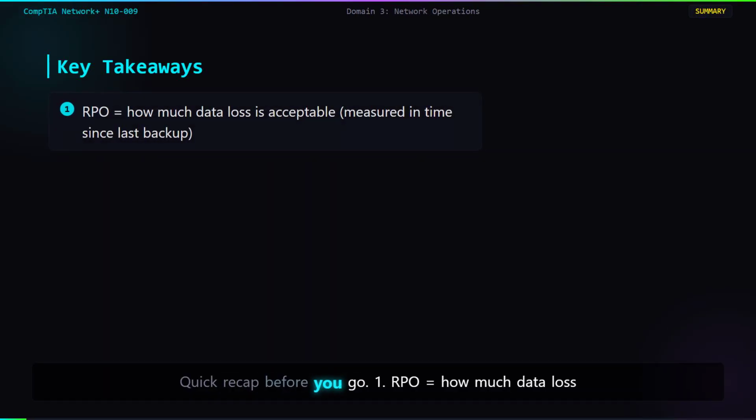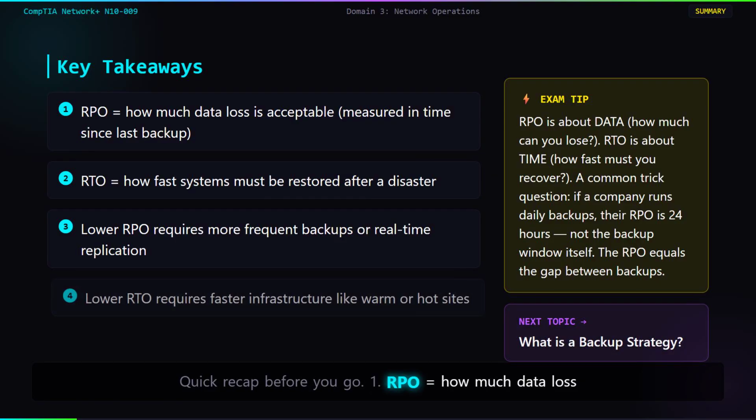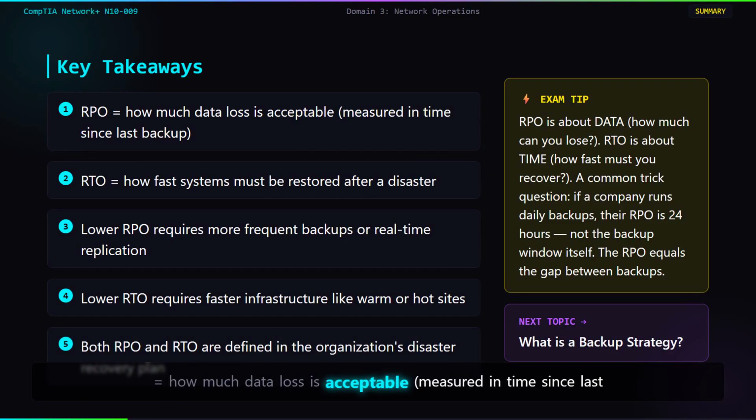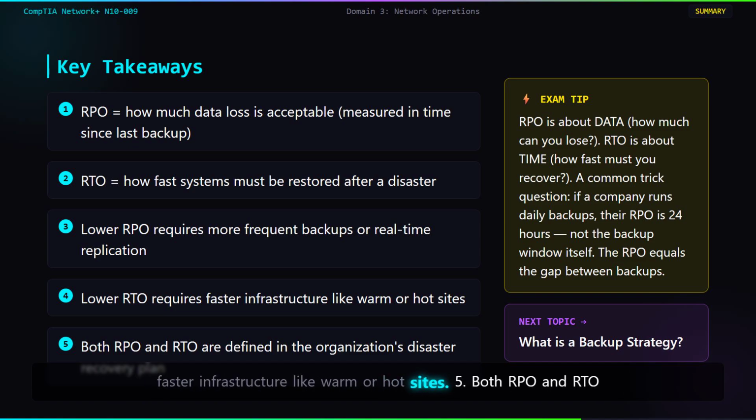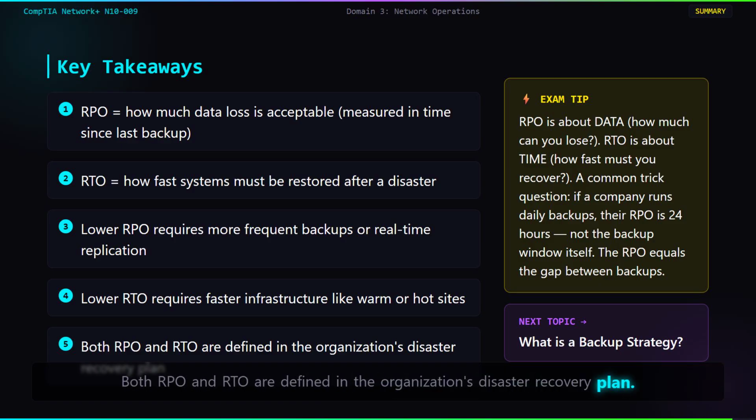Quick recap before you go. 1. RPO =, how much data loss is acceptable, measured in time since last backup. 2. RTO =, how fast systems must be restored after a disaster. 3. Lower RPO requires more frequent backups or real-time replication. 4. Lower RTO requires faster infrastructure like warm or hot sites. 5. Both RPO and RTO are defined in the organization's disaster recovery plan.